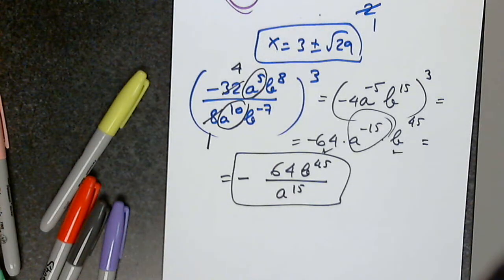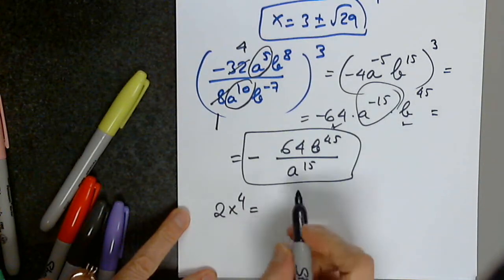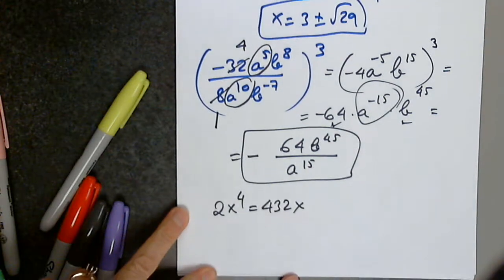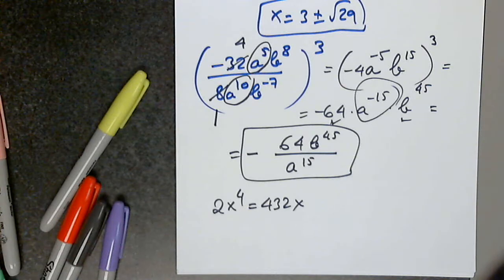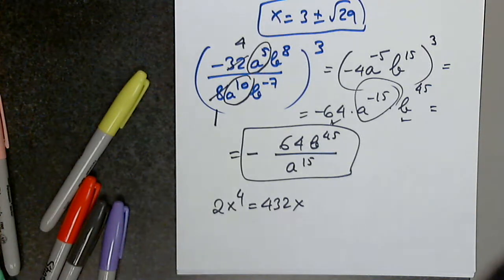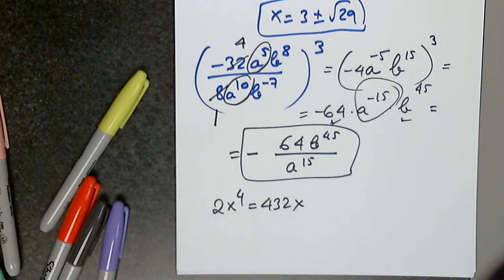Other questions? Yes. 2x to the 4th equals 432x, correct? Perfect. Very good. What is the degree of this polynomial? How many solutions do we have to have? Absolutely. The degree dictates degree 4, so 4 solutions.